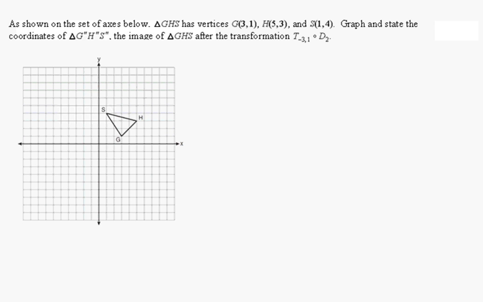dilation with a scale factor of 2. Okay, so here we have a composition of transformations. That's when you have 2 or more transformations on a figure. Remember, when you perform a composition of transformations, you always want to start with the one that's listed last. So we're going to begin with the dilation.